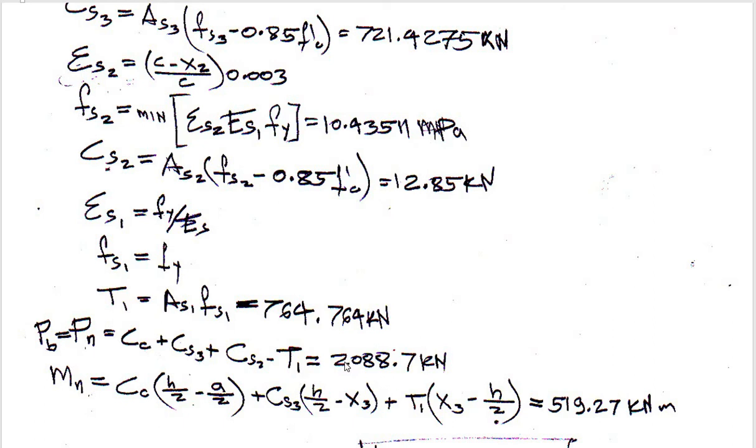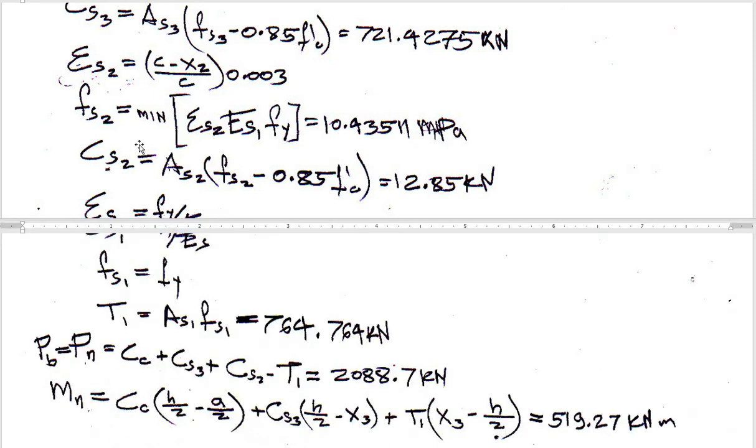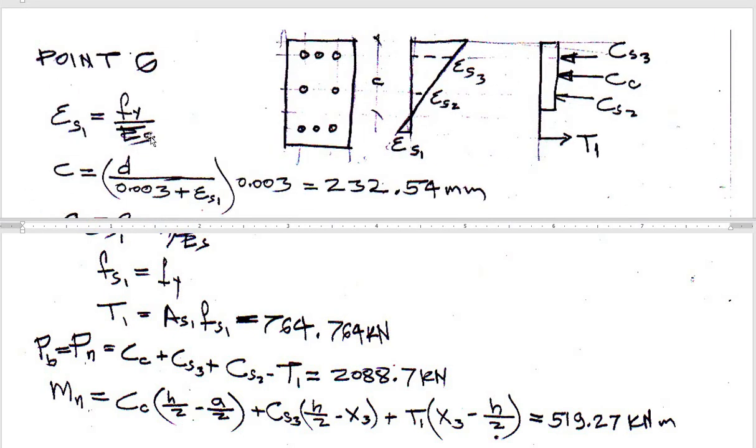Next, we now compute the nominal moment. So again, you take moments at the center of column. Ang forces above the center of column, you have compression steel 3, tsaka compression concrete. Yung CS2, it passes through the centroid, kaya hindi natin po-consider yan. And also, T1 will cause a counterclockwise moment. So lahat yan, pare-parehas ang direction. Kaya plus, plus, plus. Okay?